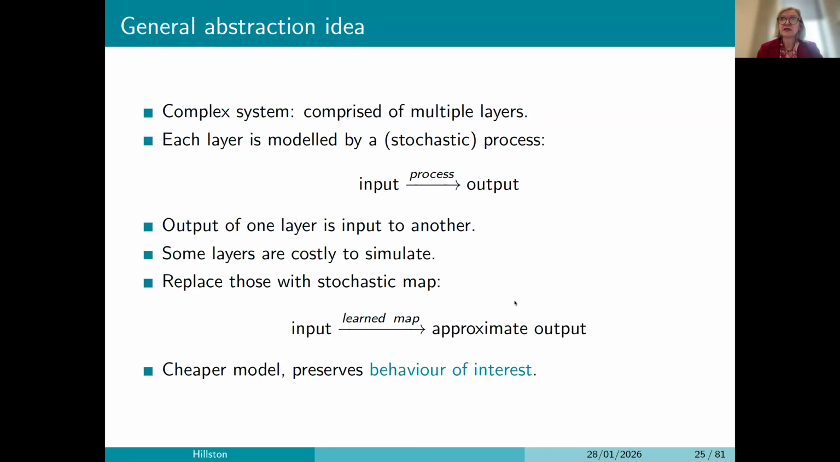Some layers will be more costly to simulate than others, and in those cases what we seek to do is to replace with a stochastic map. So we replace our whole explanation of the mechanistic process with just a learned map from the input to an approximate output. Obviously, we want the approximate output to be as close as possible to the original output, but this much cheaper model will preserve the behaviour that we're interested in, but not be so time-consuming or computationally costly to execute.